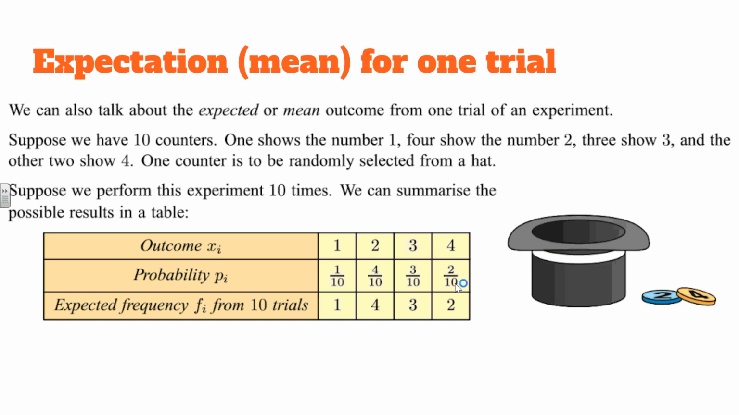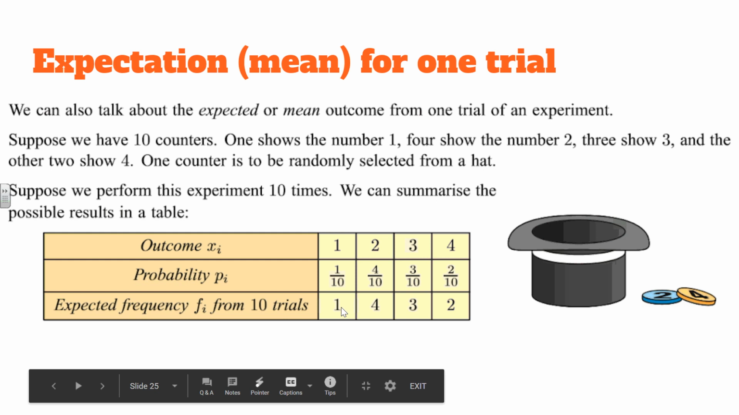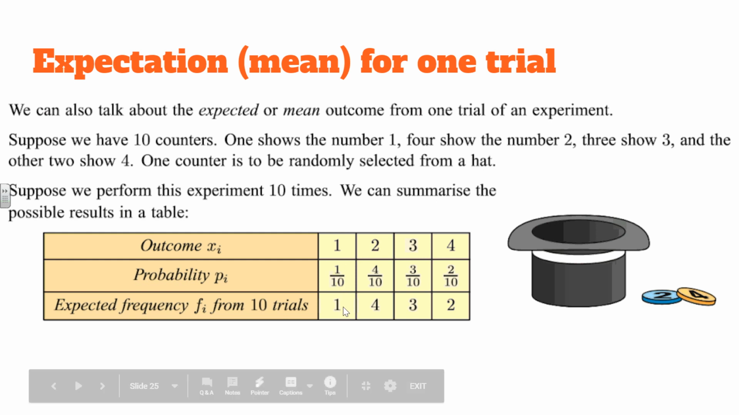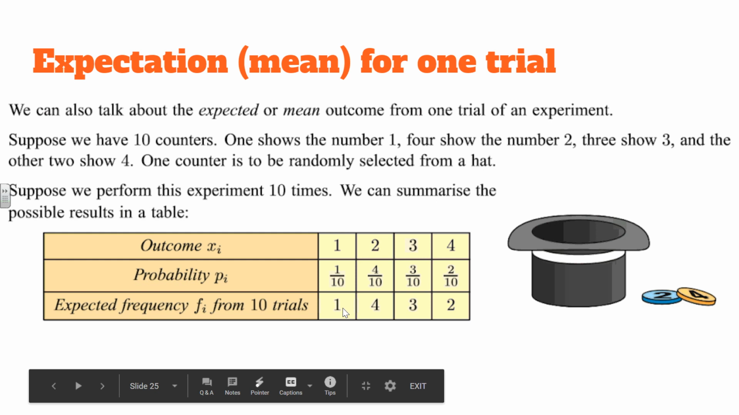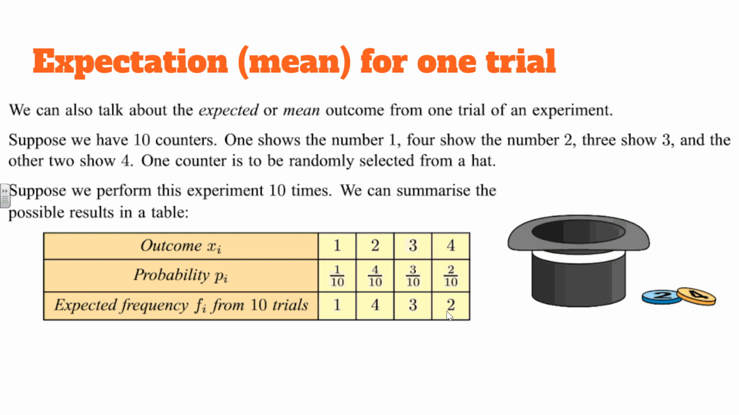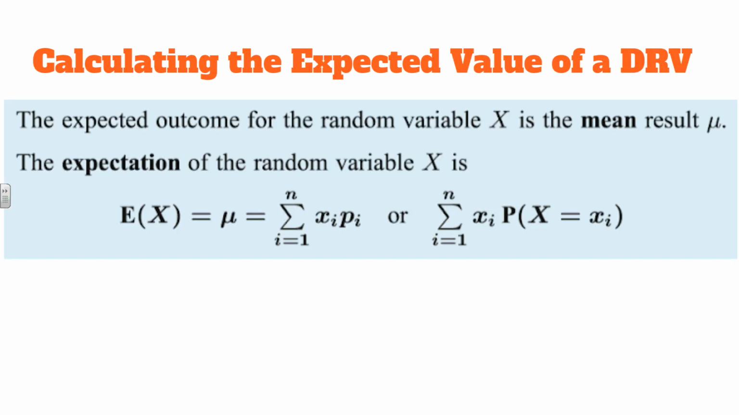Then it says one counter is to be randomly selected from a hat. Suppose we perform this experiment 10 times. We can summarize the possible results in a table. So it's saying here, because there are 10 trials and 1 out of every 10 is expected to be a 1, then we expect to get one 1. If we look at the outcome of a 2, it's going to happen 4 out of every 10 times, so we expect to get that 4 times, 3 times, and then 2 times, etc. All right? So we can look at it from both of those perspectives there.